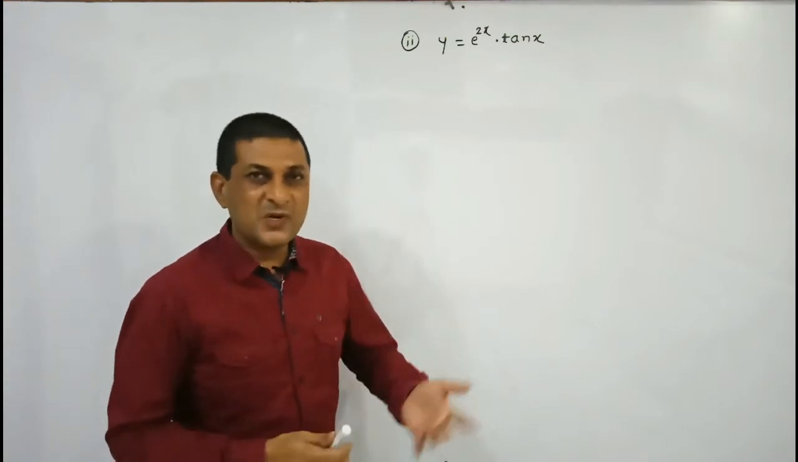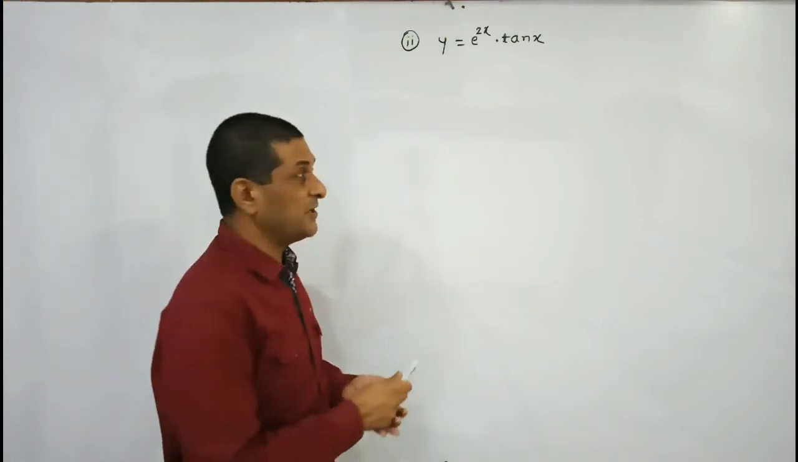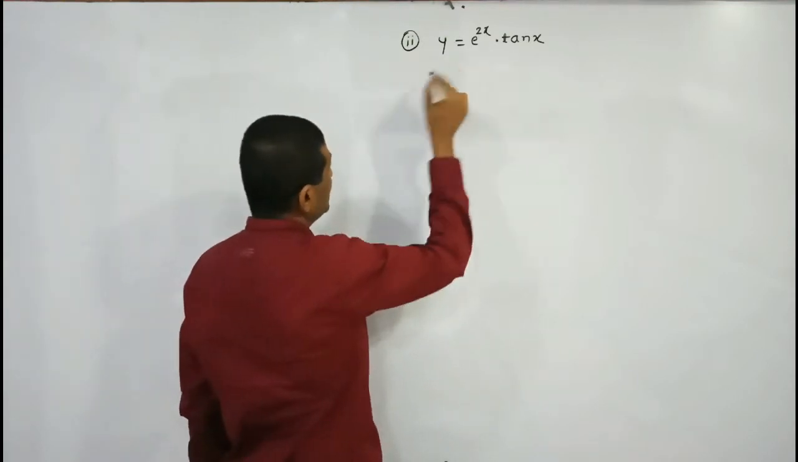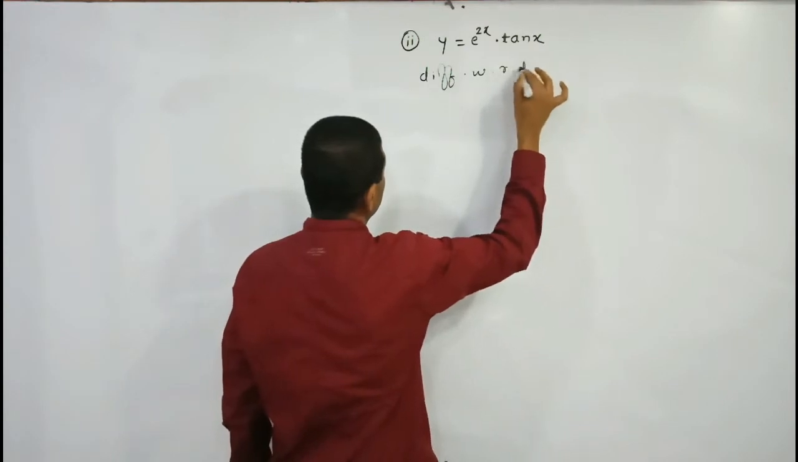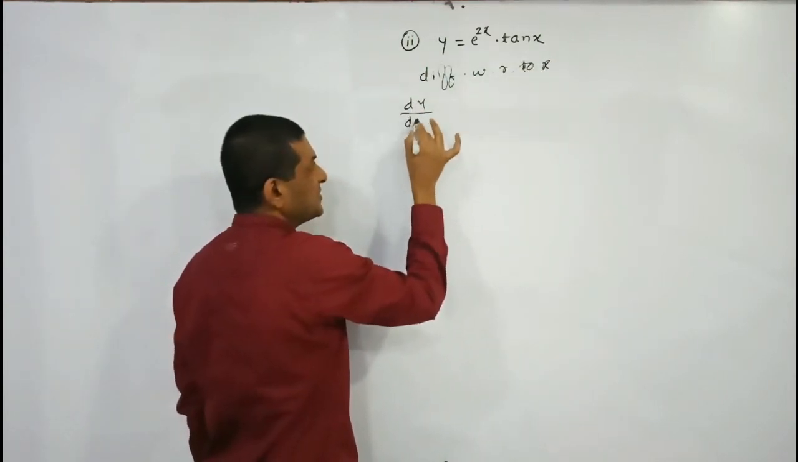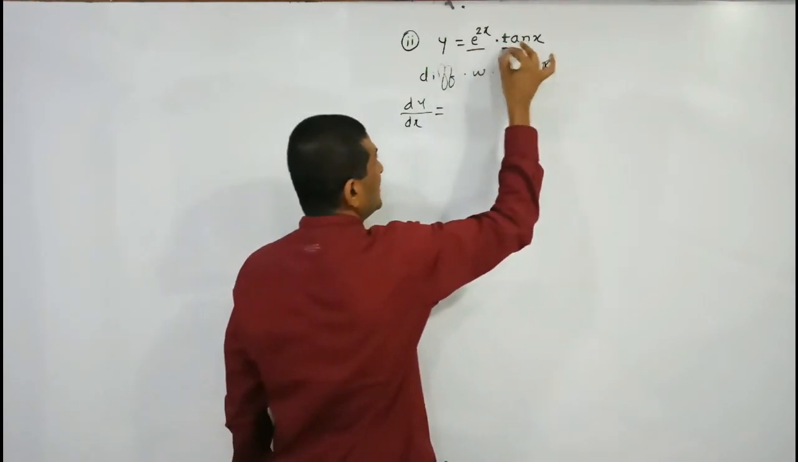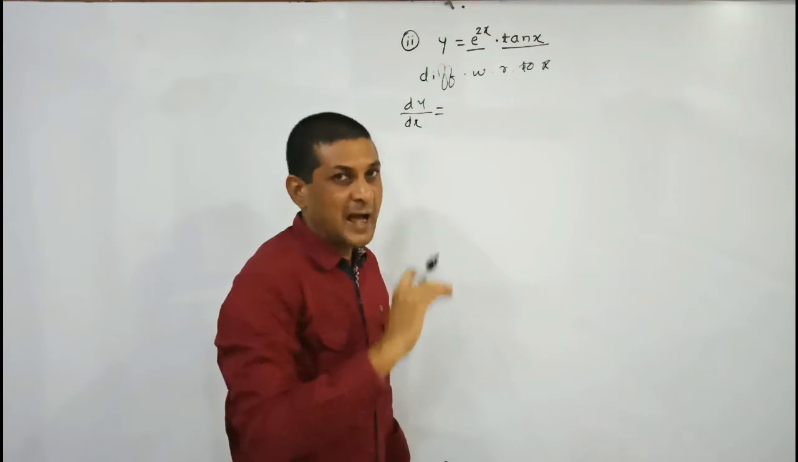In this case also we have to find out, means in every example we have to find out the second order derivative. So here first differentiate it with respect to x to find out the first order derivative. So we are differentiating it with respect to x. The derivative of y is dy upon dx. But to find out the differentiation of this side, a product of two functions is there. That's why we are applying the product rule.